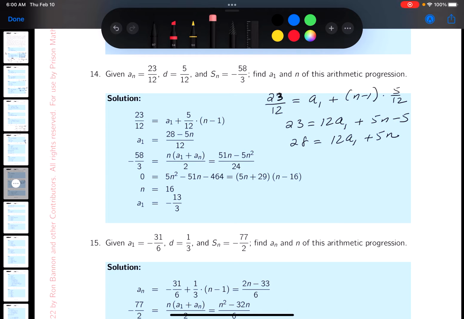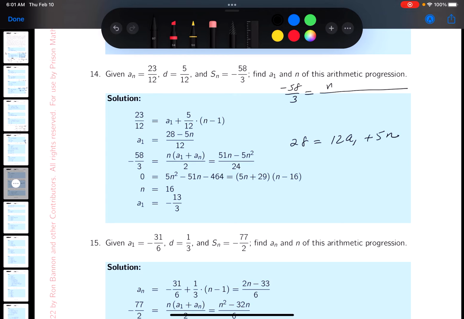All right, get my eraser out. I'm kind of done with this stuff over here. I have a relationship between A1 and N. Now I'm going to write Sn down. That's minus 58 thirds. Well, I don't know what N is, this over 2. I do not know what A1 is. And AN is 23 over 12.